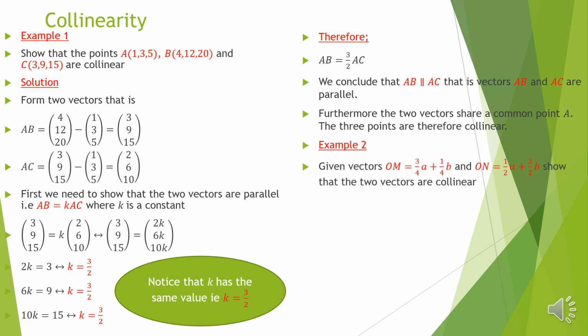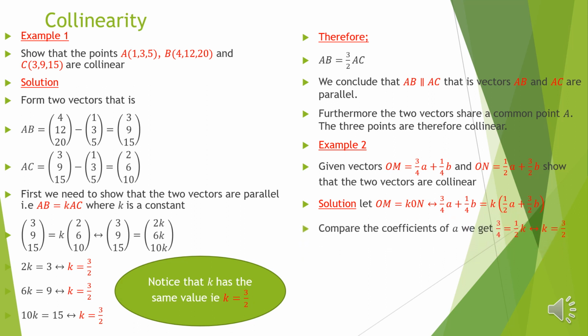Consider this second example, that you are given two vectors. You are given two vectors OM, which is 3 over 4 A, plus a quarter B. And the other one is ON, which is a half A, plus 3 over 2 B. So they are saying show that the two vectors are collinear. So we'll proceed again under the solution. We'll let OM be a multiple of ON by a constant K, and we'll proceed to find this constant K. This implies, therefore, I'll substitute OM, which is 3 over 4 A, plus a quarter B, equals K times ON, which is a half A, plus 3 over 2 B.